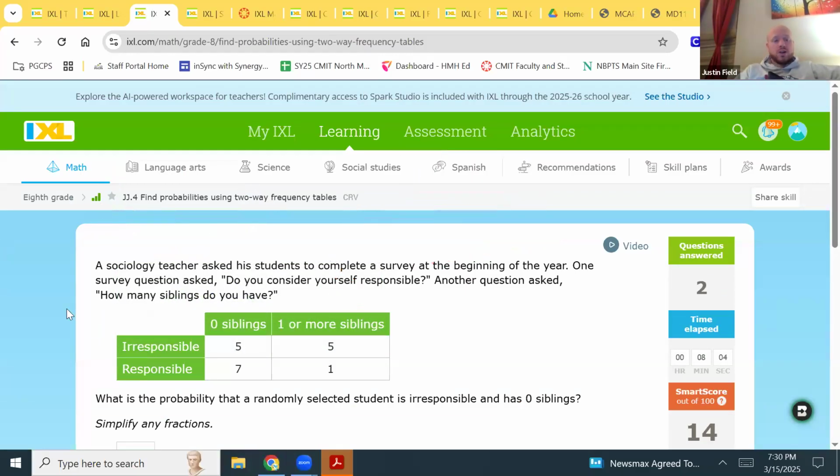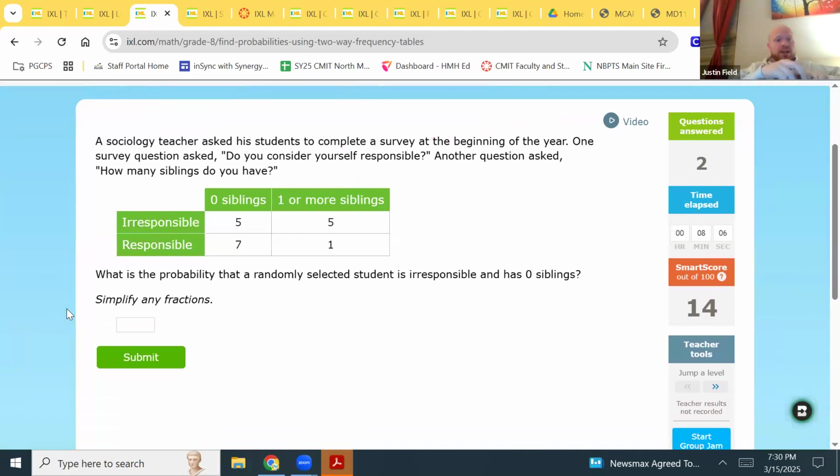All right, let's do one more. A sociology teacher asked the students, and so on. What is the probability that a randomly selected student is irresponsible and has 0 siblings? Let's add 12, 6, add across, we get 8, 10, and our grand total, which is 18. They're irresponsible with 0 siblings, so that would be 5. So it should be 5 out of 18.